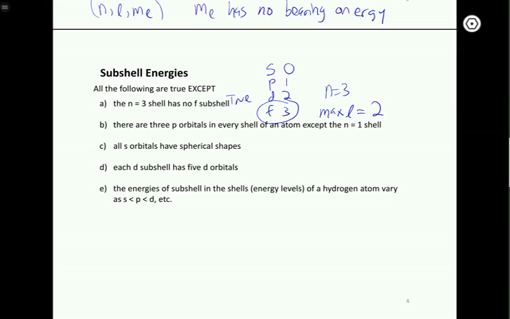Alright, B, there are 3 p orbitals in every shell of an atom except the n equals 1 shell. This is the one that a lot of you picked. Now, it's true that if we have a p subshell, there are 3 orbitals. We just talked about that in the last question. A p subshell has 3 orbitals.